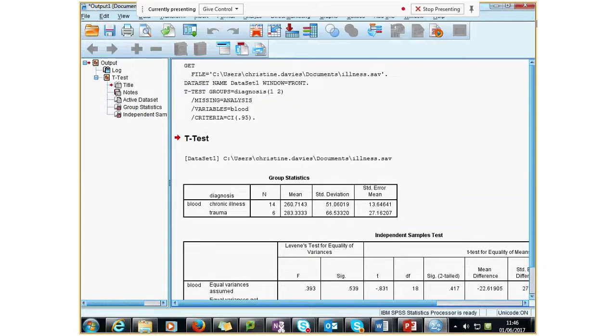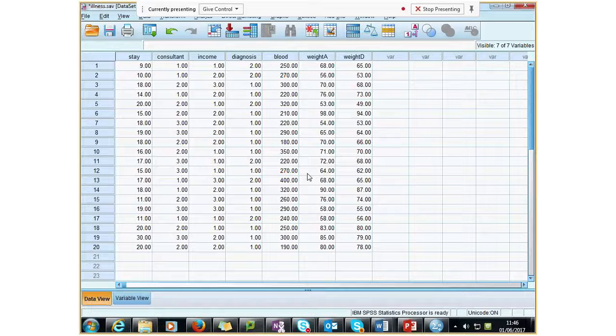Okay, I don't particularly want that, so I'll get rid of that. And we're going to do one more test, and this is comparing weight on discharge and weight on admission. Are those two groups significantly different? Now this time, this is the same patient that we're looking at, and we're looking at changes in their weight, and I'm just scanning my eyes here, and I can see that they all look as if they're a bit lighter coming out of hospital than when they went in. So let's have a look at this then.